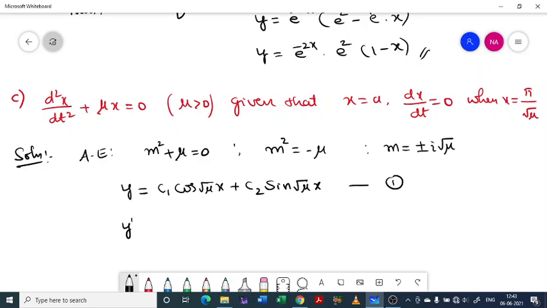y dash equals minus c1, derivative of cos root mu x is minus sin root mu x, so it will be minus c1 root mu into sin root mu x plus c2 into root mu into cos root mu x. All this is 2.